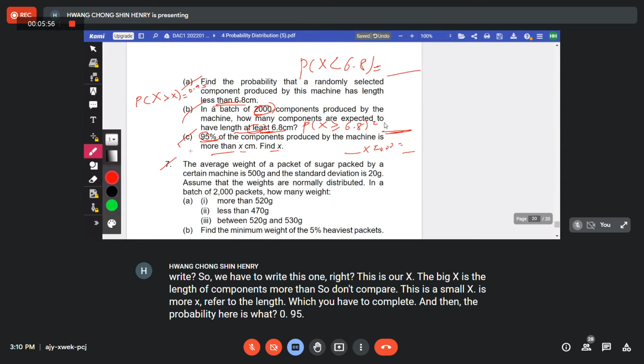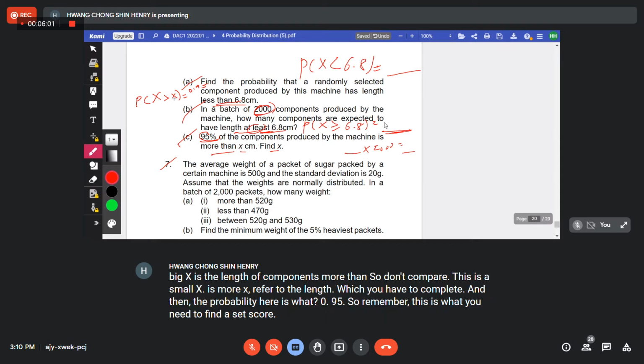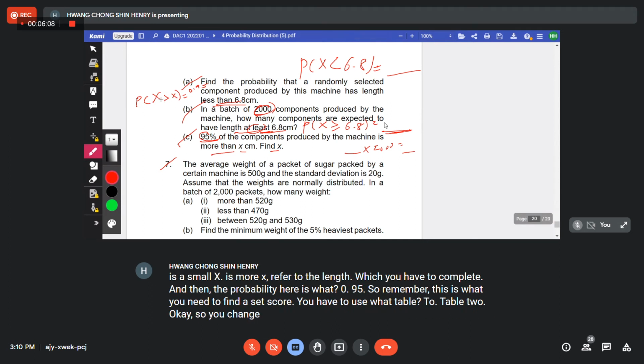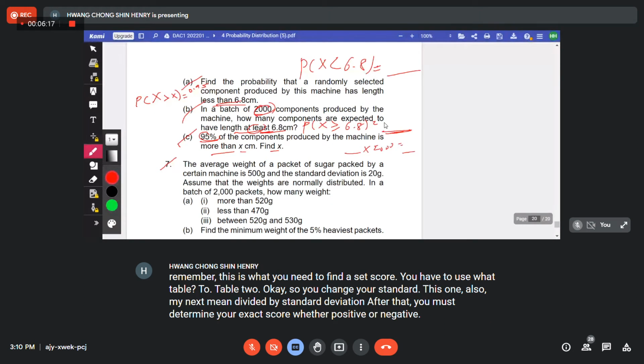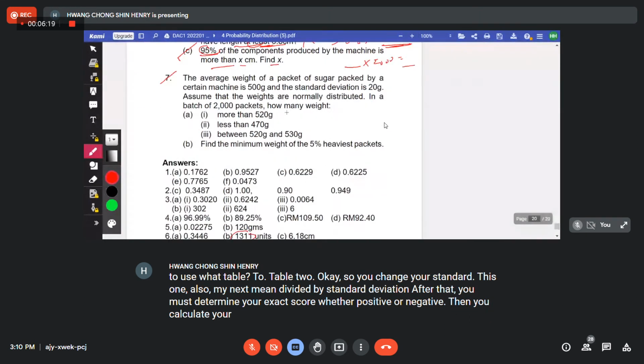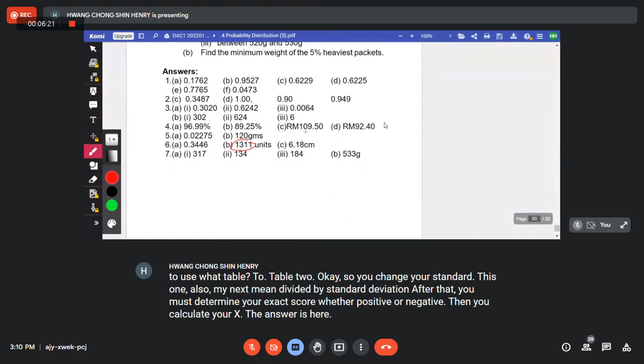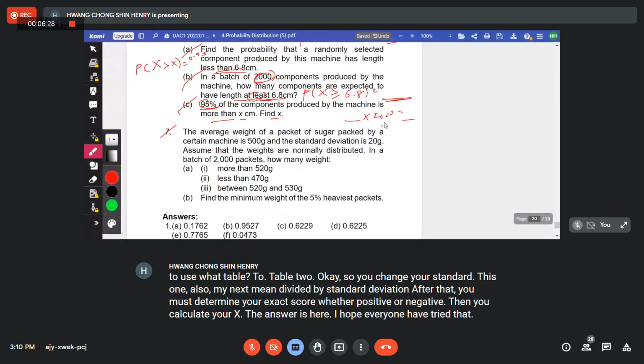0.95. So remember, this is what? You need to find the z-score. You have to use what? Table 2. Table 2. Okay? So you change your standard. This one also minus the mean divided by standard deviation. After that, you must determine your z-score, whether positive or negative. Then you calculate your x. The answer is here. I hope everyone have tried that until you get the answer.